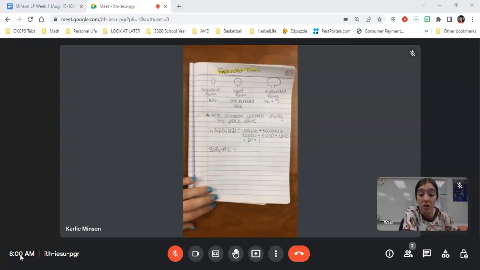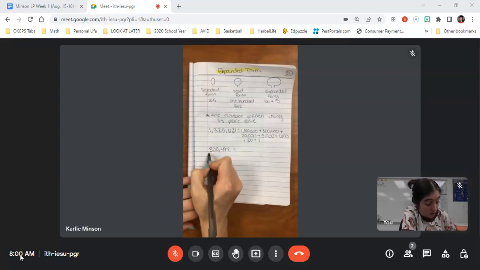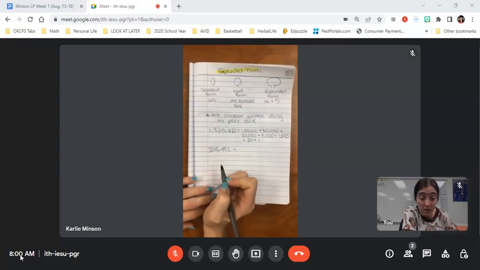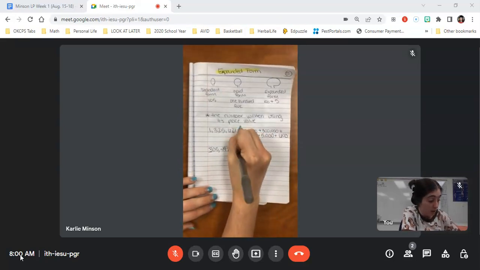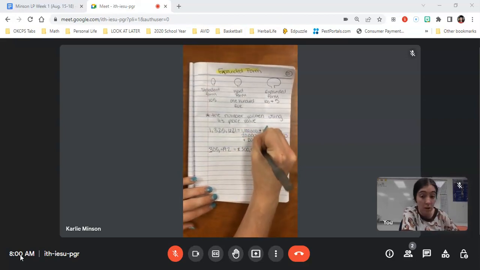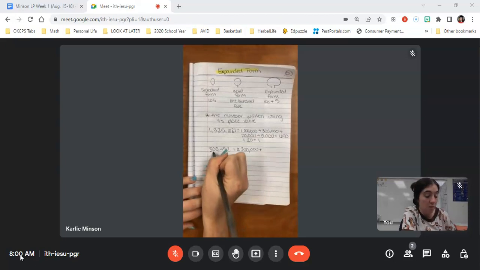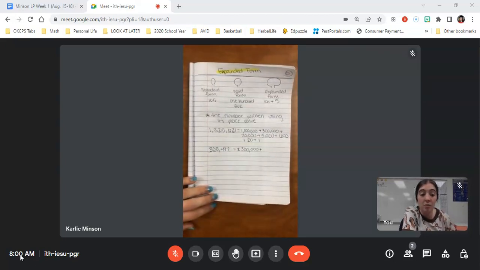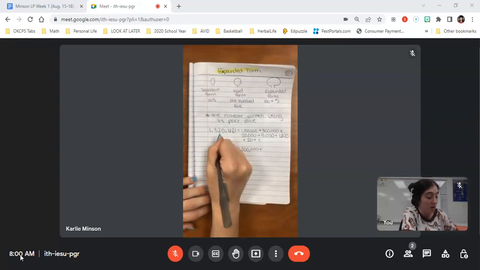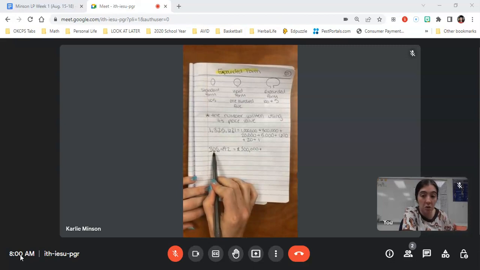Start with the largest place value, which is our 3 in the hundred thousands. So it's going to be 300,000 plus. Remember I said, if you come across a place value that has a 0 in it, you don't put 0 in expanded form. So you're just going to skip it and go on to the next one, which is 5 in the thousands.